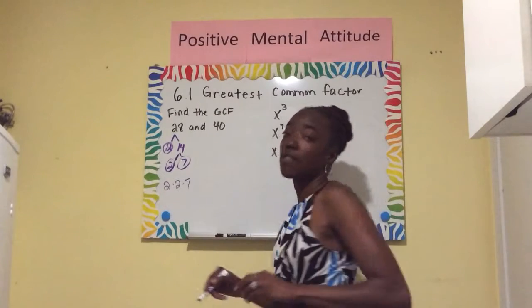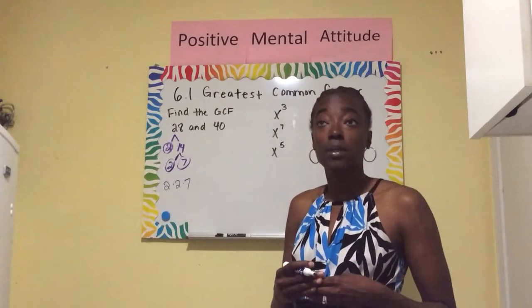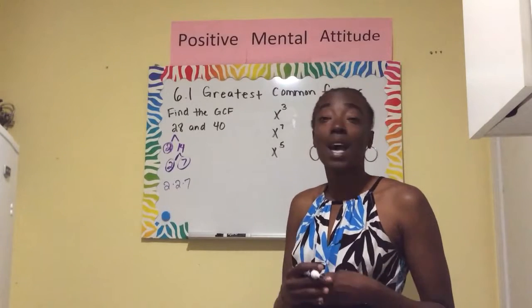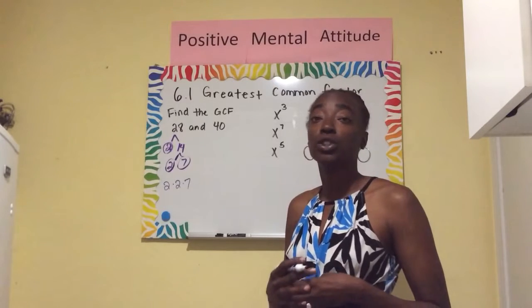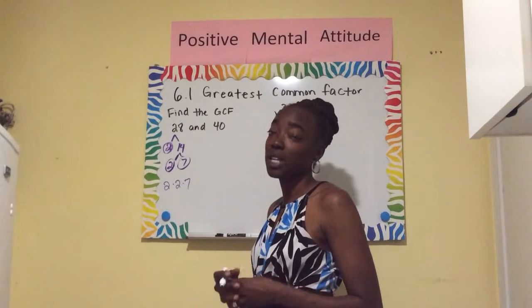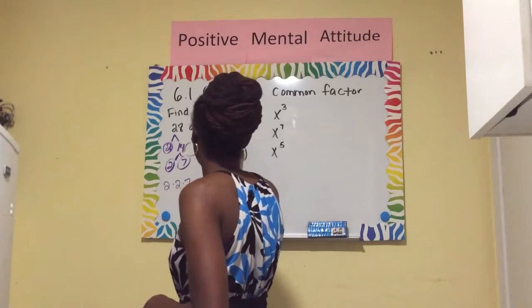So then you do the same for 40. What two numbers multiply to give you 40? You can use 4 times 10. You can use 2 times 20. You can use 5 times 8. It doesn't matter which numbers you use, as long as you use two numbers and make sure you get their prime factors. So for 40, let's just do 5 and 8.